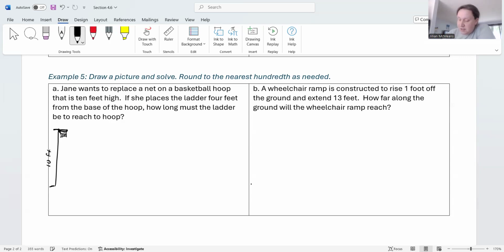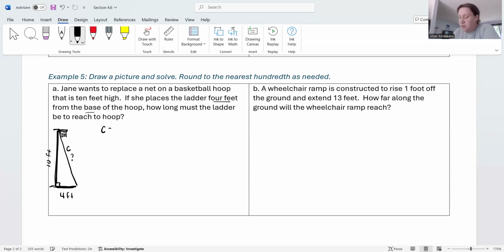Now, if I were to lean a ladder, it's going to create a right triangle with the ground. So this is my right angle. We were told that we're going to be 4 feet from the base of the hoop. So this is the base of the hoop right here. So we're going to make this distance from the base of the hoop to the end of the tilted ladder 4 feet. So what we're really looking for is the hypotenuse. How long must this ladder be so that we can reach the top of the hoop? Okay, so we're looking for the hypotenuse, which we know is C.